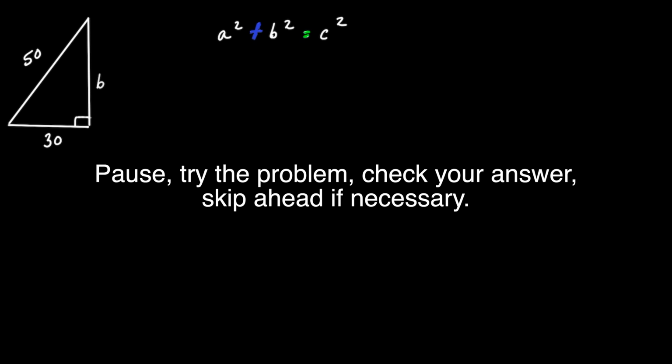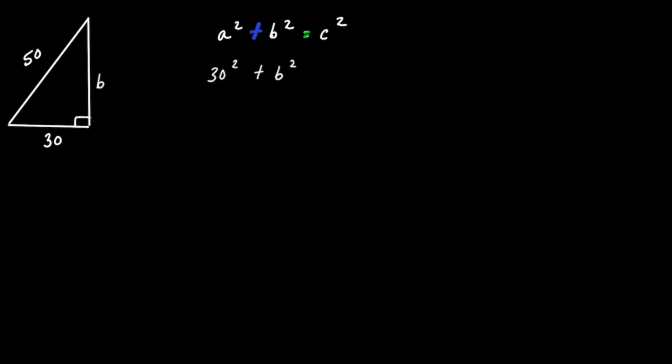Okay, so now we have the triangle flipped and the hypotenuse is on the other side, and we know what it is. And we can write it as 30 squared plus b squared equals 50 squared. And we're looking for b here. But stop for a second and just look at 30 and 50.